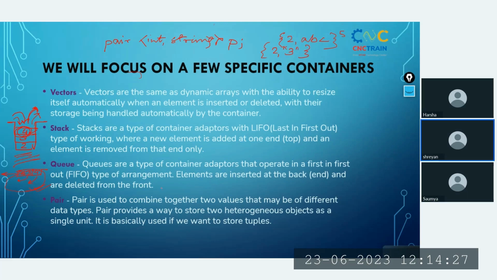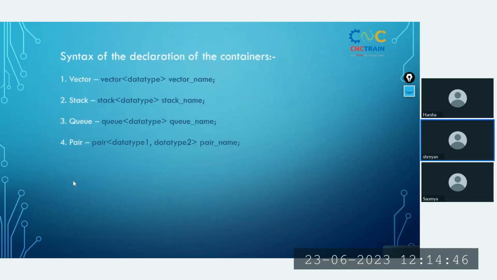Yeah. So there are many more different kinds of specific containers. Like in Q, we have DQ. So what is DQ? In DQ, we can pop elements both from the front and from the end. But when we are inserting elements, it is always from the back side. So these are just the syntax. In a vector, you can see the data type and the vector name and all.